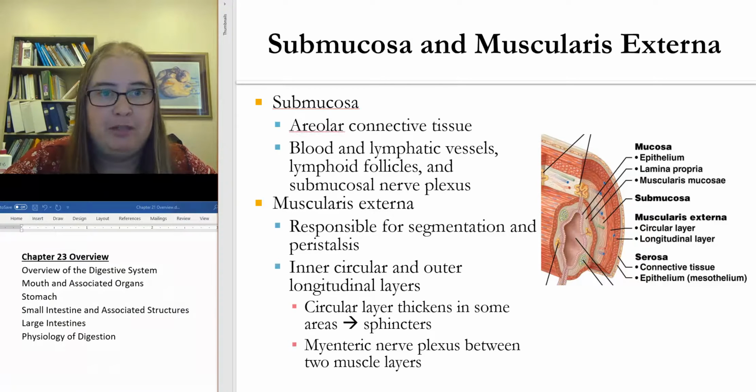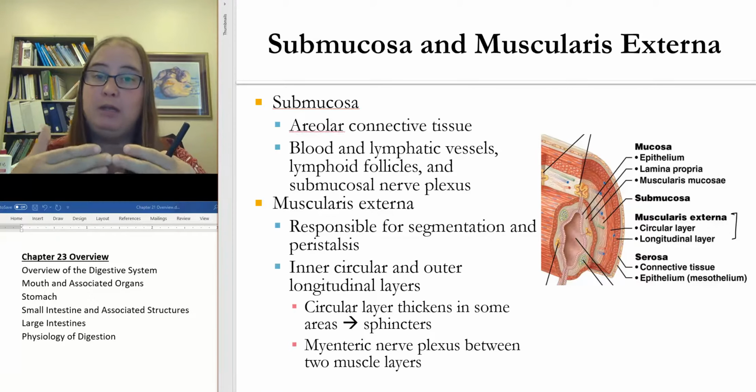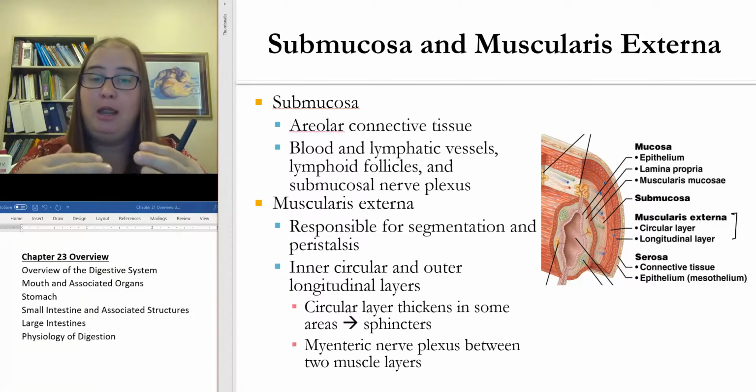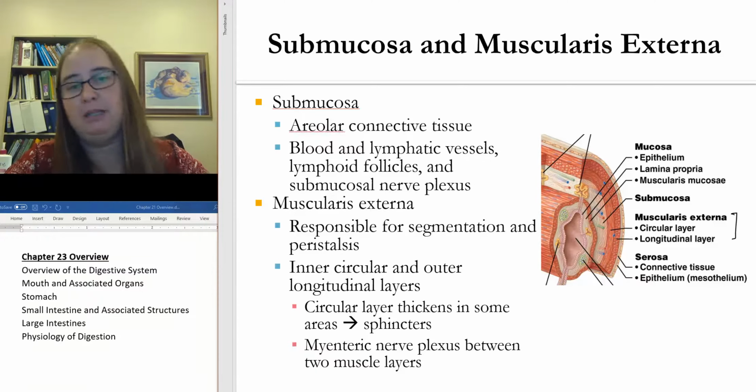More superficial to that, we then have our muscularis externa layer. And this is the layer that's responsible for those big movements, right? So those movements of peristalsis and segmentation that I alluded to a few slides ago. And how it does this is the muscularis externa layer contains two different layers of smooth muscle. One layer that is a circular layer and one layer that is a longitudinal layer. Okay, and we'll talk about those a little bit more later on.